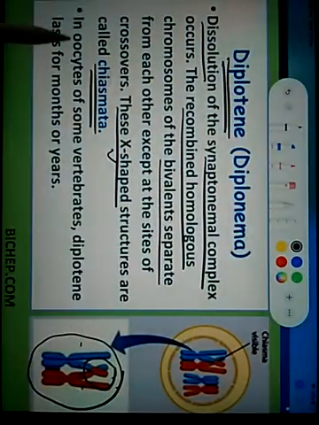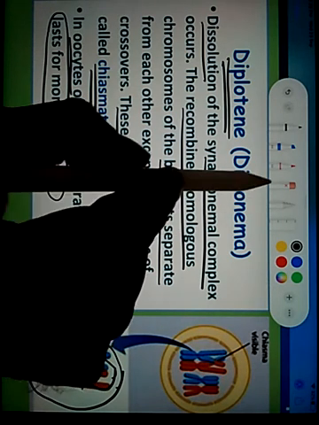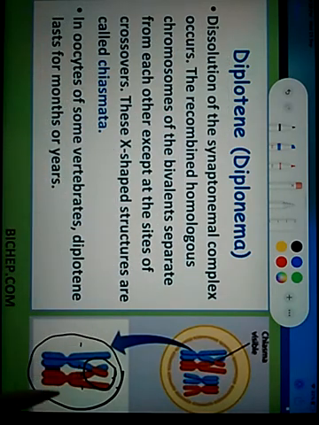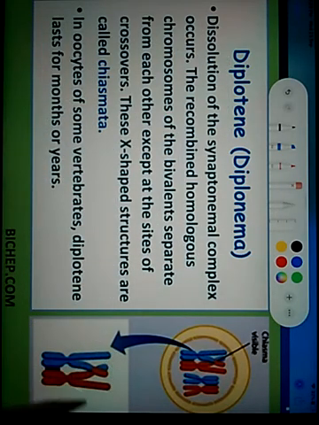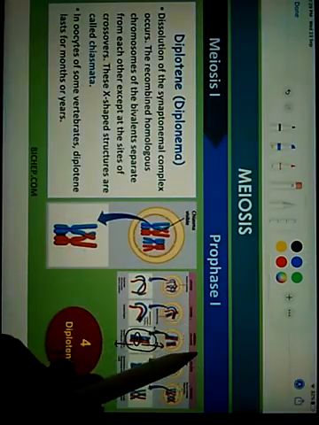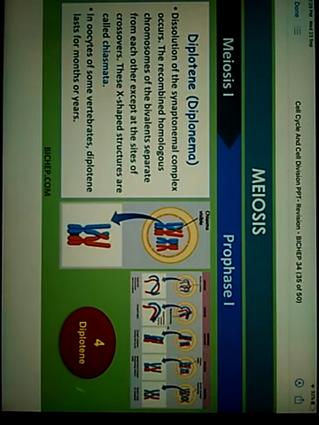Ready? Now in oocytes of some vertebrates, Diplotene lasts for months or years. That long it can last. That's the thing you are supposed to remember. Otherwise it is a short gap or short type of phase. Ready? So please take a screenshot of the slide so that you can remember to note down.